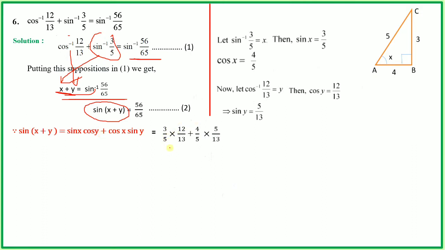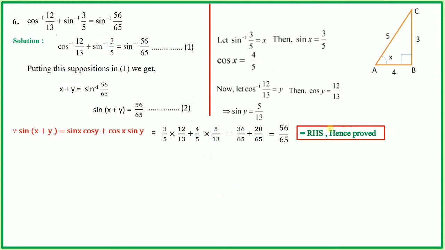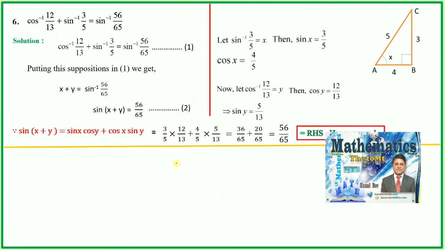Sine x is equal to 3 upon 5 times 12 upon 13, and then plus cos x, 4 upon 5, into sine y, 5 upon 13, is equal to 36 upon 65 plus 20 upon 65. This is equal to 56 upon 65, since 36 plus 20 is 56, which is the right hand side answer. Simple, so simple if you understand it fully. If you understood, let us go for the next one.